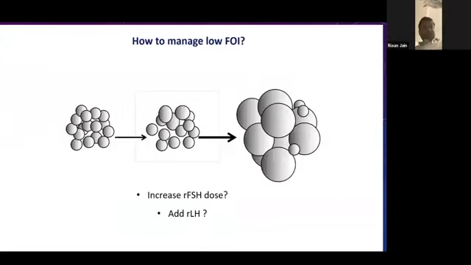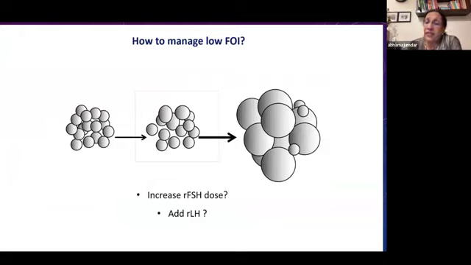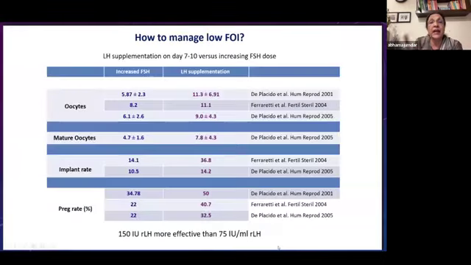Having said that, how do we manage low FOI? One is you increase the FSH dose in the next cycle. Number two is you add LH. So when we look at this, LH supplementation on day 7 to 10 versus increasing FSH dose. So you've seen a patient, you stimulated her with FSH, and after 5 days, you called her for an ultrasound and an estradiol estimation. And in both of them, you found that the stimulation is not like what I expected it to be. On one hand, you increase the FSH dose. On the other hand, you start LH supplementation.